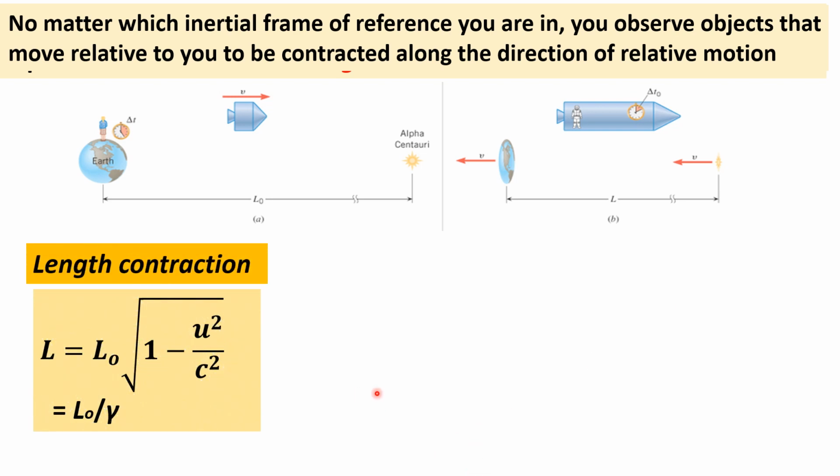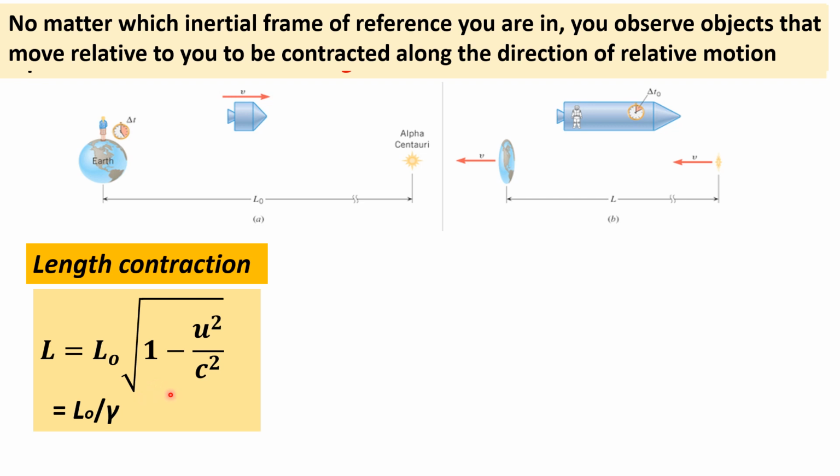The derived formula for length contraction is shown here, where the contracted length L is just equal to the product of the proper length L naught, sometimes also called the rest length, multiplied by the square root of 1 minus u squared over c squared.